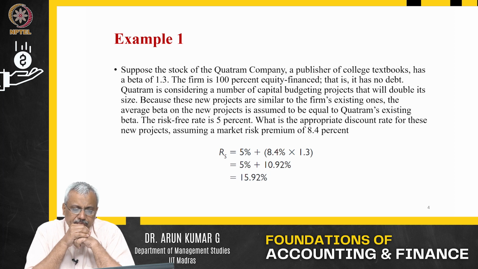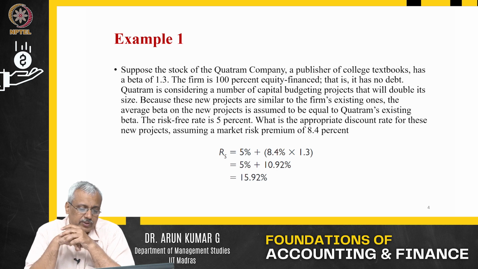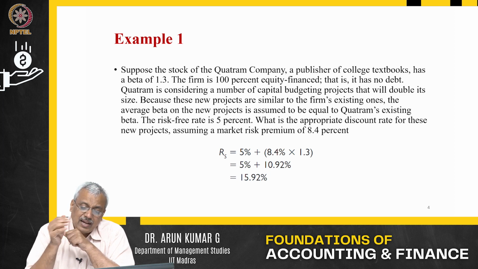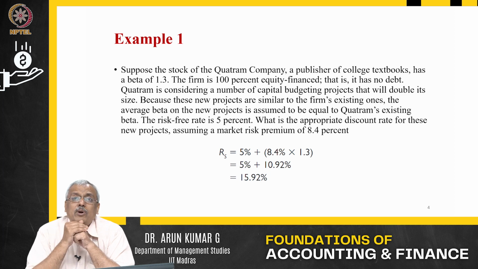Suppose a stock of a company has a beta of 1.3. The firm is 100% equity financed, that is, it has no debt. It is considering capital budgeting projects that will double its size. Because the new projects are similar to the firm's existing ones, the average beta on the new projects is assumed to be equal to the existing beta, that is 1.3. Risk-free rate is 5%. What is the appropriate discount rate for these projects, assuming that the market premium is 8.4%?